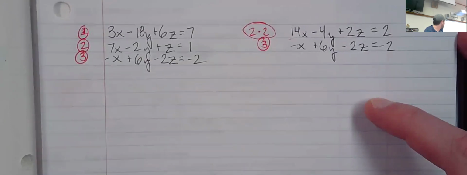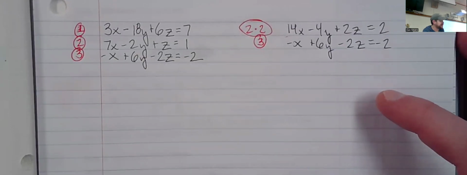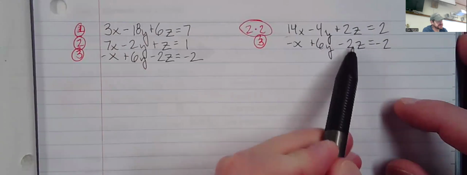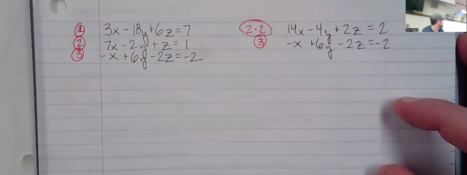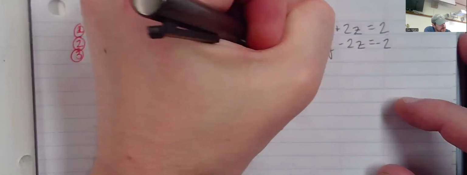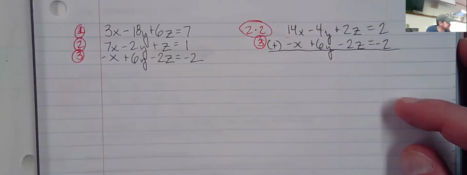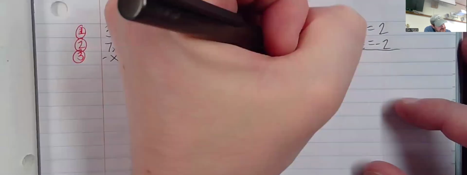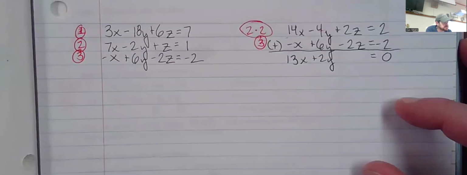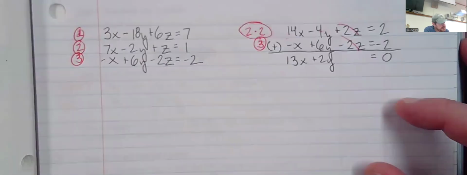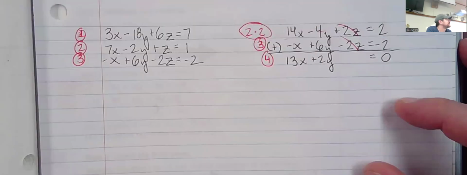And we're just going to go ahead and add all the way through. And we're adding here because the numbers in front of z are opposites. And the only way to cancel out opposites is to add them together. So we'll add both equations. 14 plus -1 is 13. So that'll be 13x. -4 plus 6 is 2. So that'll be +2y equals 0. The 2z and the -2z are going to cancel. This is equation 4.